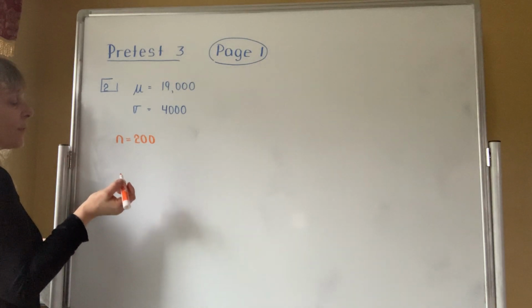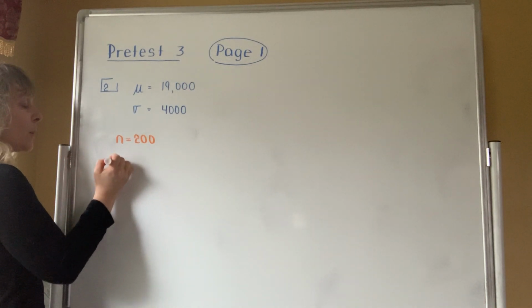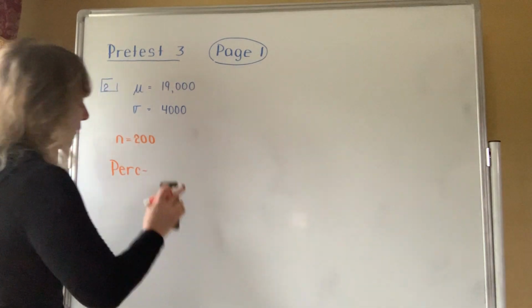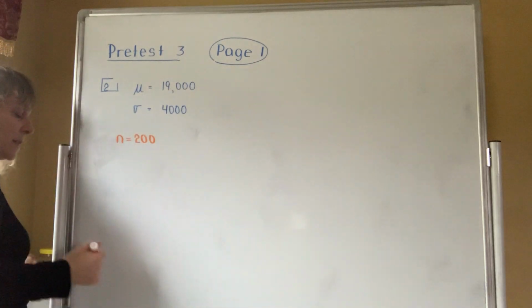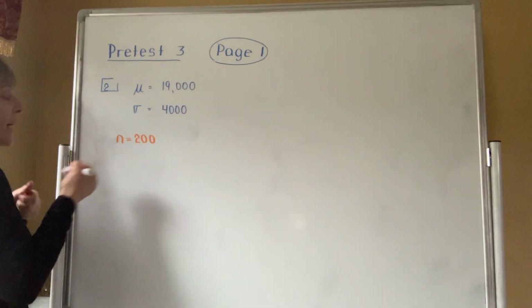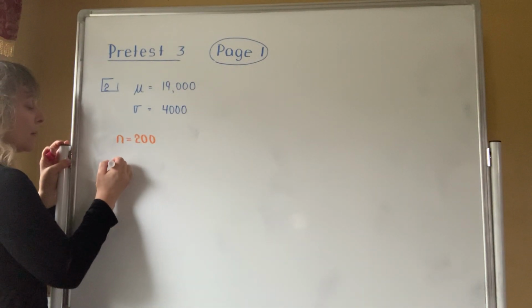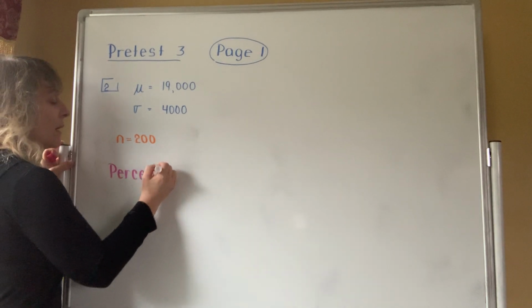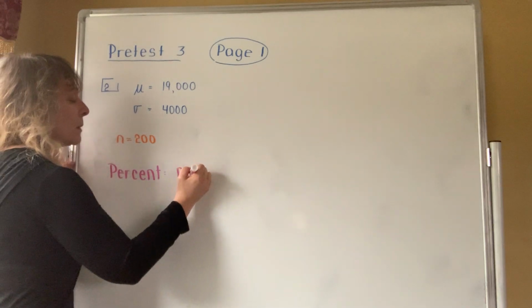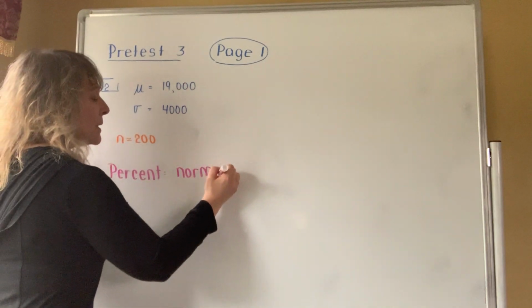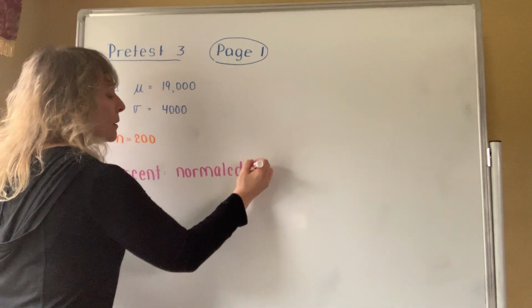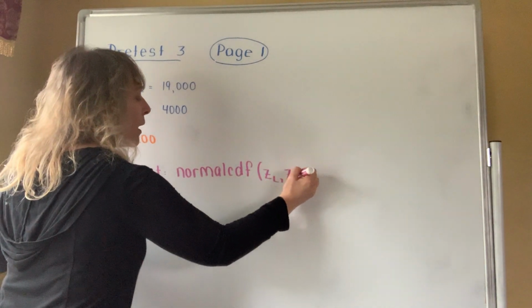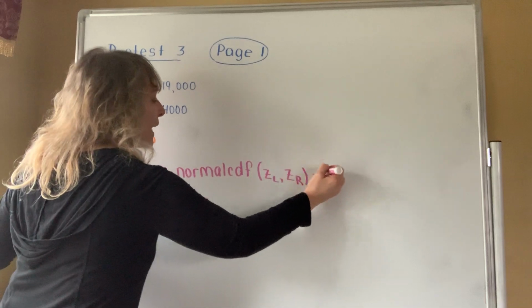So I'm going to stop for a second. If they want to know the percent, oh, I want to write it in a different color. Everything in orange will be about the sample. If they are asking for the percent, you have to know enough to do normal CDF from z-score on the left to the z-score on the right, and get an answer.